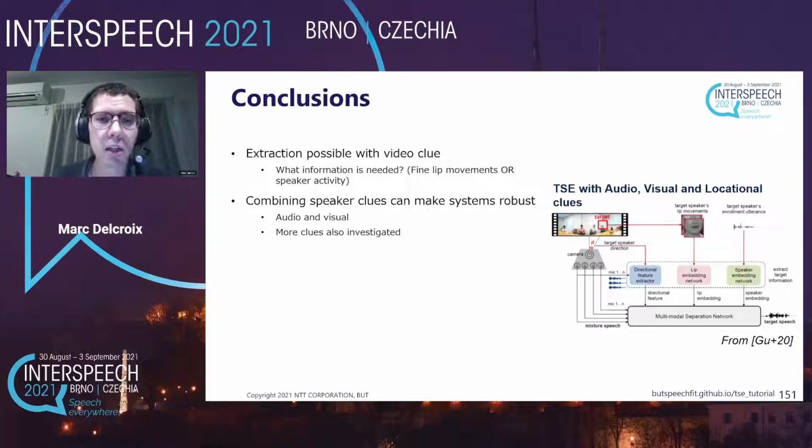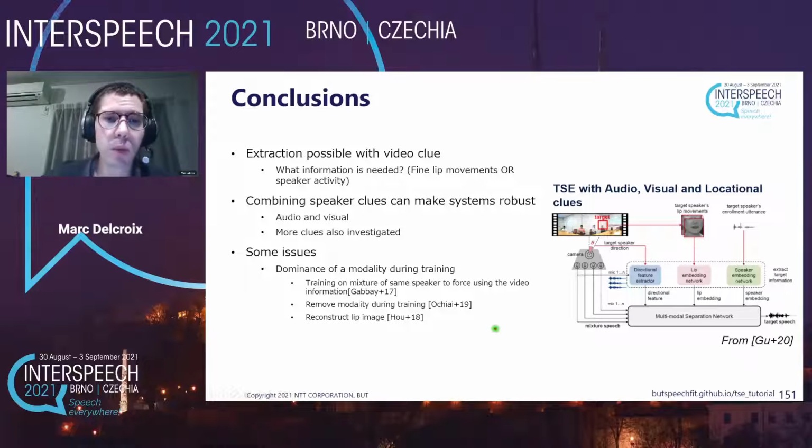We've seen that to develop a robust system, combining speaker clues is probably a good strategy. We've seen some examples with audiovisual, but I also mentioned that more clues can be used. For example, there is a system here that uses audio, visual, and locational clues, all of these clues, to perform target speech extraction.